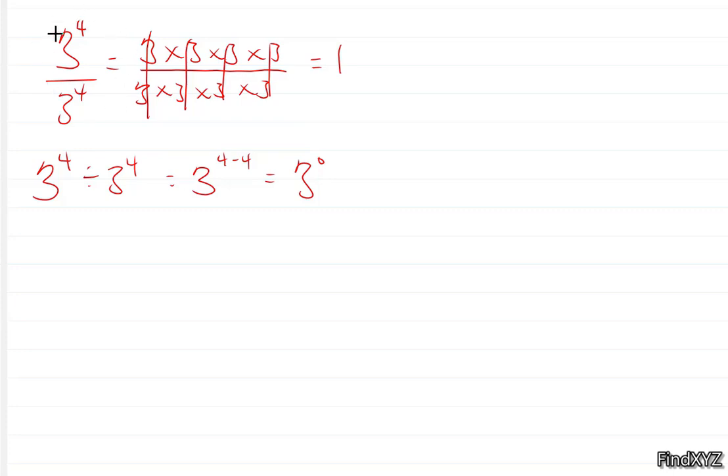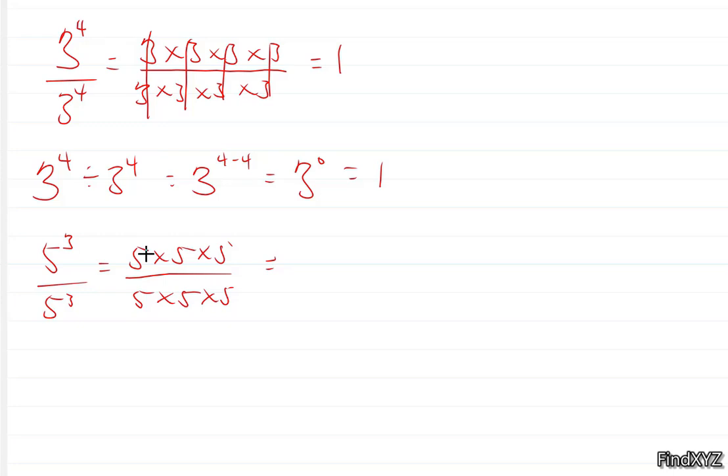But what did we get when we expanded it? We had 1, so it means that 3 to the power of 0 will give us what? 1. Now let's try with another number. So let's assume we have 5 to the power of 3 divided by 5 to the power of 3. If we expand, we are going to get 5 times 5 times 5, all over 5 times 5 times 5, which cancels, so we have 1.